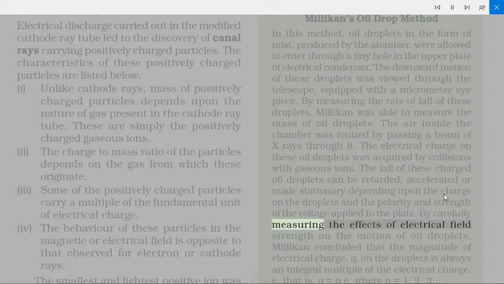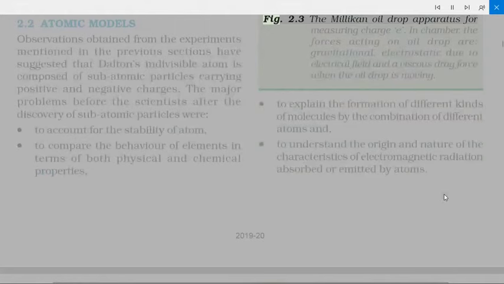By carefully measuring the effects of electrical field strength on the motion of oil droplets, Millikan concluded that the magnitude of electrical charge, q, on the droplets is always an integral multiple of the electrical charge, e, that is, q = ne, where n = 1, 2, 3. Fig. 2.3 The Millikan oil drop apparatus for measuring charge, e.